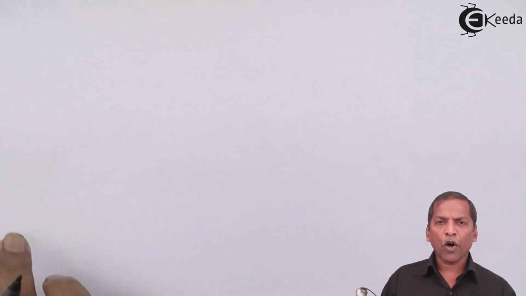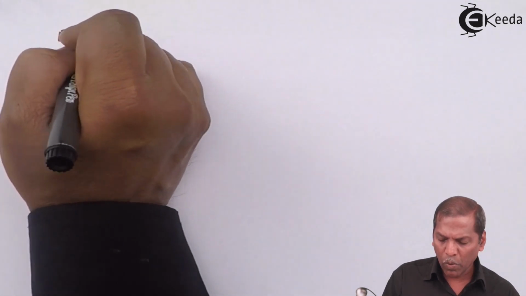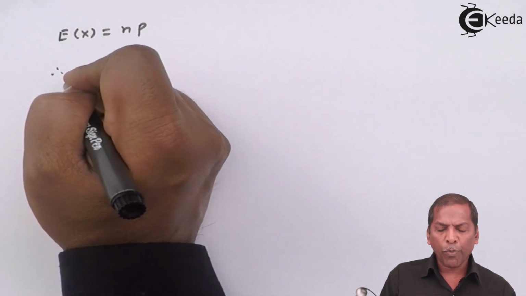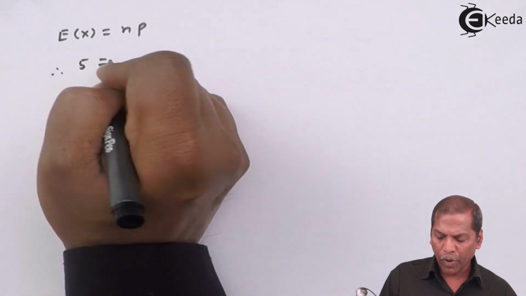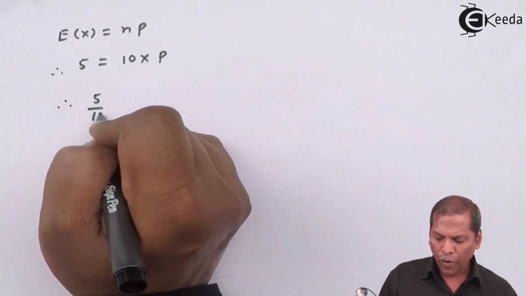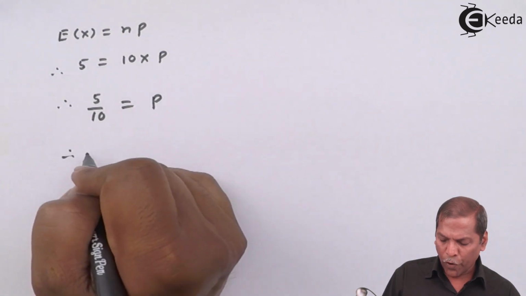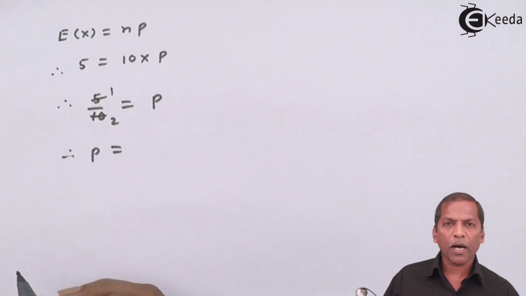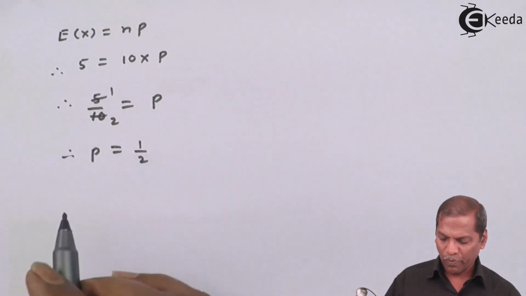Now first we write the formula for mean, that is E of x is equal to NP. Substituting corresponding values of E of x and n, that is 5 is equal to 10 into p, and therefore 5 upon 10 is equal to p. Now here we go for cancellation, and p is equal to, now 5 ones are 5 and 5 twos are 10. So in this way we get p is equal to 1 by 2.